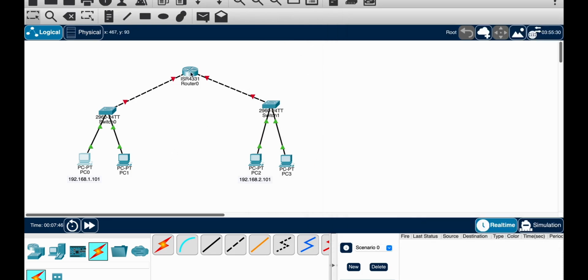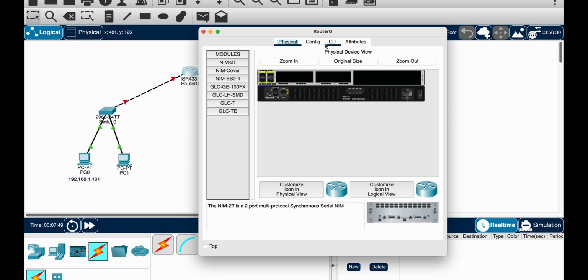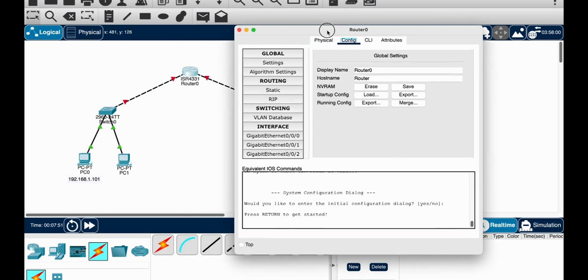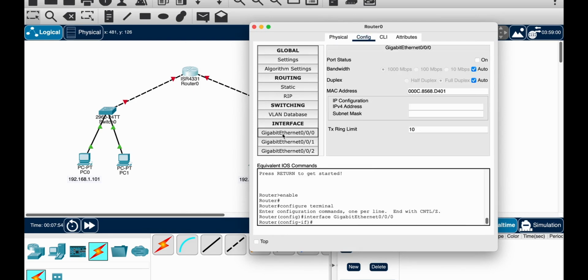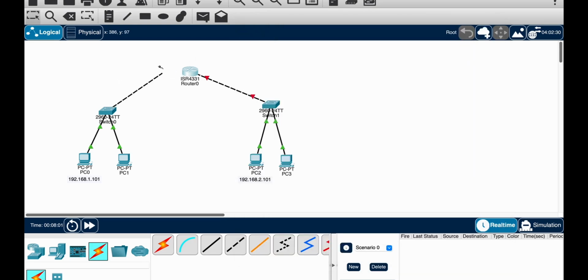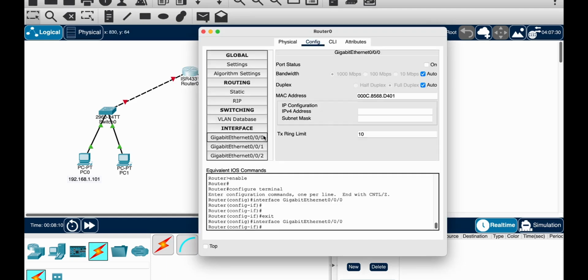So let's go ahead and first configure the router over here. In the router, we are going to go to config, and we have 3 gigabit Ethernet connections over here. Let's make sure that we know which one we're talking to. So this over here is 0/0/0. This over here is 0/0/1. Okay, so let's go here. For 0/0/1, this has to be on the same network as this LAN over here. This is 192.168.1 dot, and we're going to call this 192.168.1.1.